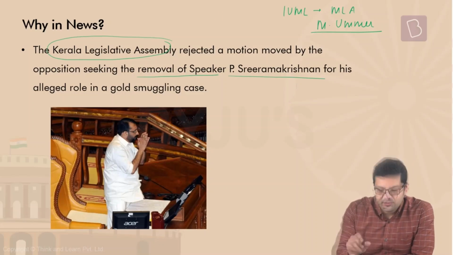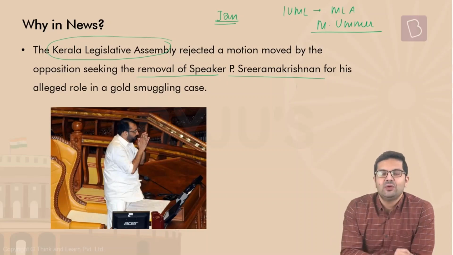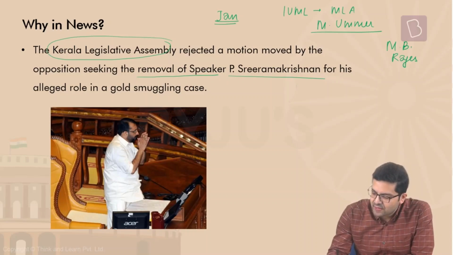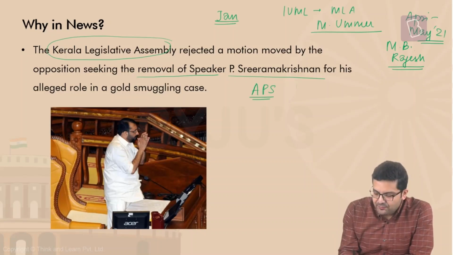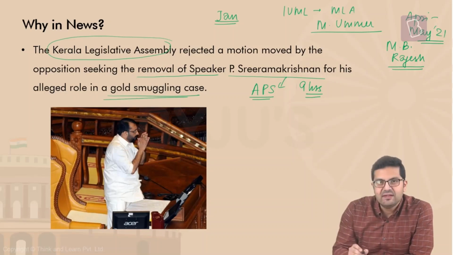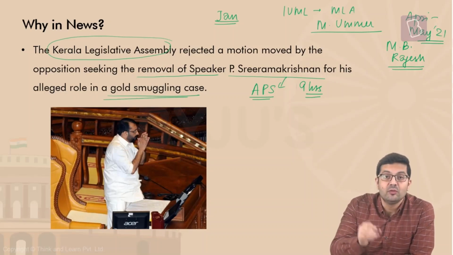Now, again, let's be very clear, P. Sri Ramakrishnan was the Speaker in January 2021. As of now, MB Rajesh is the Speaker after the elections that took place in April-May 2021. Okay, so what was the charge? The allegation was that the Assistant Private Secretary of the Speaker had already been questioned by the customs for 9 hours in some diplomatic channel gold smuggling case, and even some press reports had made some allegations that the Speaker was also involved in gold smuggling.